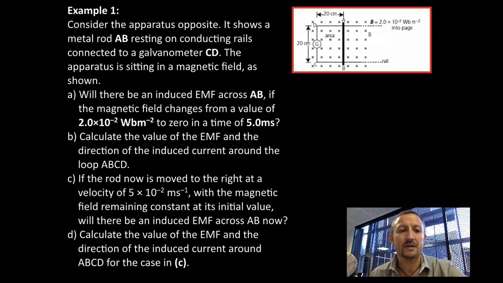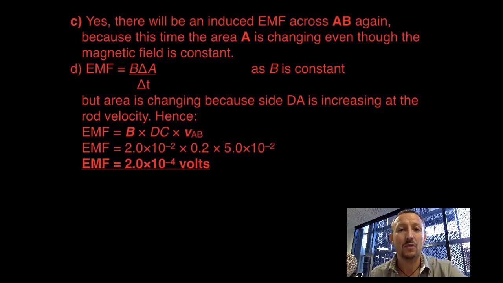So part C asks, if the rod now is moved to the right at a velocity of 5 times 10 to the negative 2 meters per second, the magnetic field will remain constant at what it started at, which is 2 times 10 to the negative 2, and we are then asked, will there be an induced electromotive force across AB now? So obviously yes, there will be an induced EMF because this time the area is changing while the magnetic field remains constant. And remember, magnetic flux is B times A. So if you change A and you keep B constant, you still get a change in flux. So as a result, you must still get an induced voltage there.